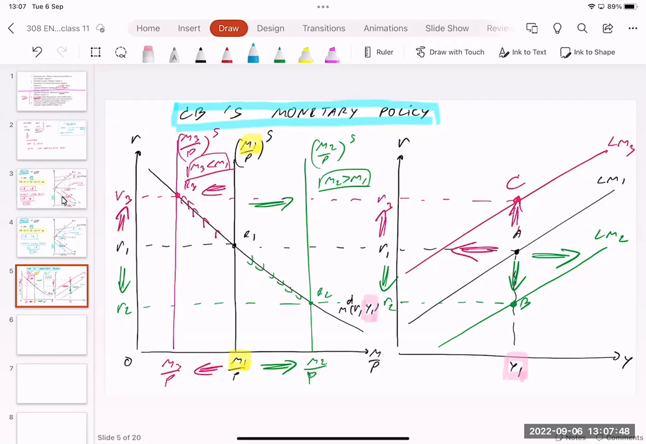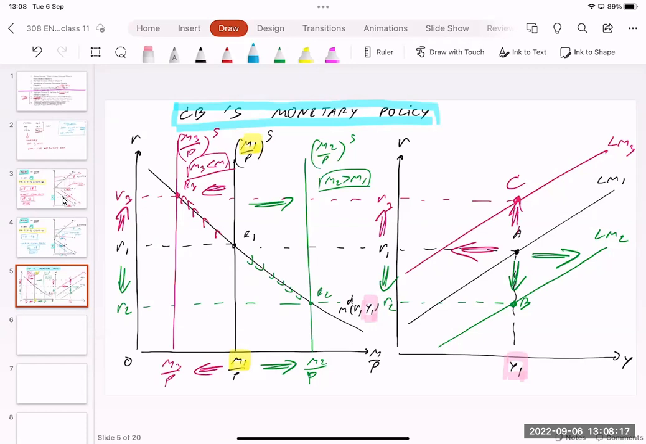In this case, I'm showing you on the left side, if the central bank, which I write as CB, uses monetary policy and changes the money supply, changes M, say the central bank increases the money supply, the real money supply curve shifts to the right, to the green color, and the LM curve shifts down, or to the right. This is how it affects the LM curve.